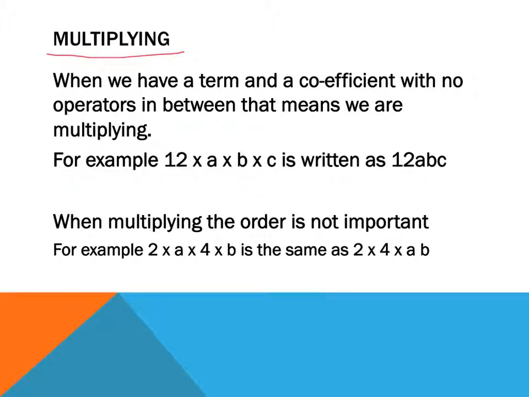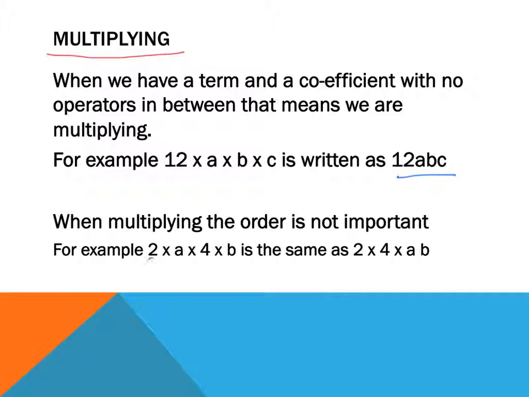and divide them. When we have a term with a coefficient, an example of a term or a pronumeral could be 5a, and we have a coefficient and then nothing between the pronumeral, that means that we're saying a multiplied by 5, or there's 5 instances of a. For example, we don't write, as you know, 12 times a times b times c. We write 12abc. When we're multiplying, the order isn't really important.